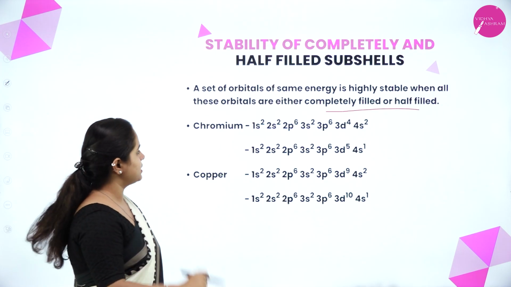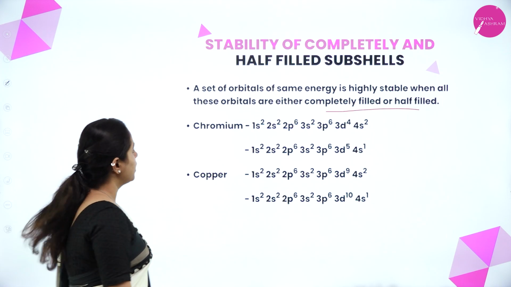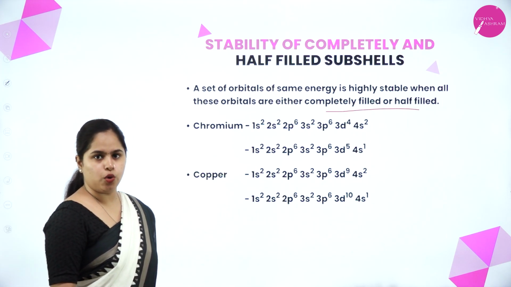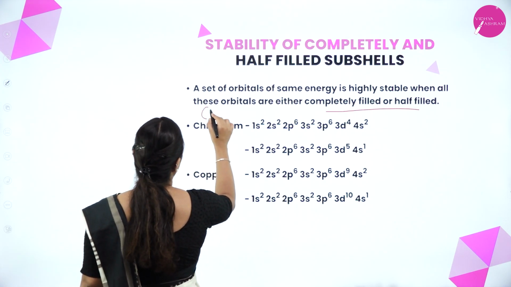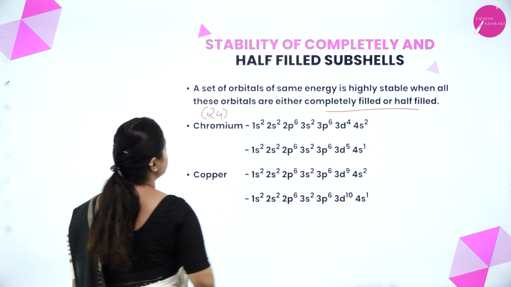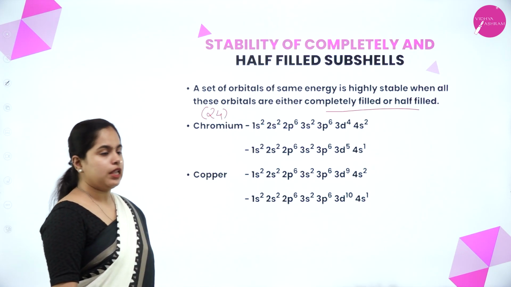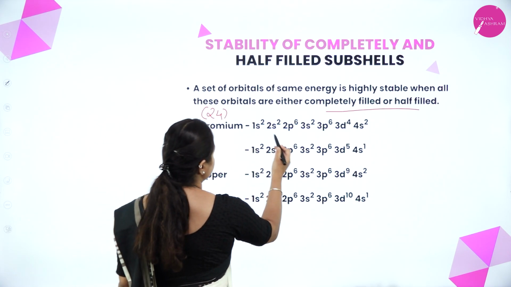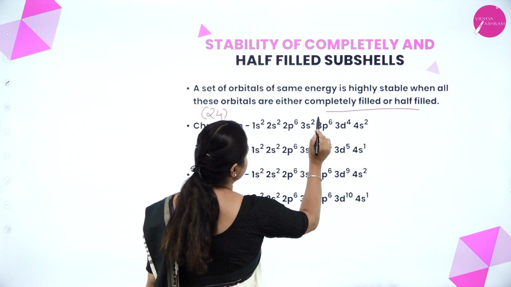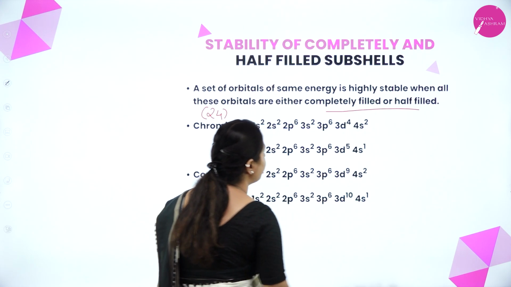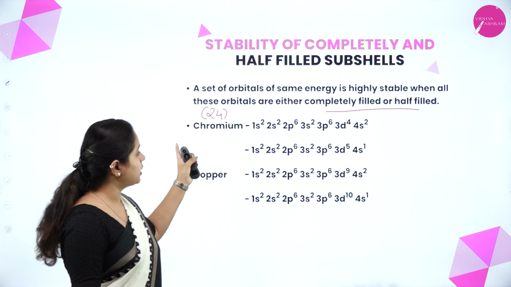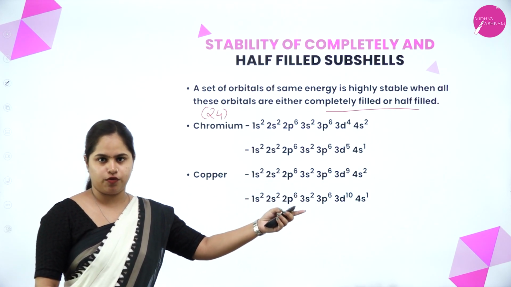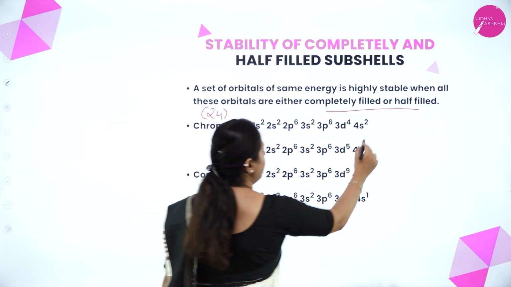Let us take an example and understand. This is chromium. We know that chromium has an atomic number of 24. We know how to write its electronic configuration: 1s2, 2s2, 2p6, 3s2, 3p6, 3d4 and 4s1. According to the increasing order of the energies of orbitals, this is how you represent it.